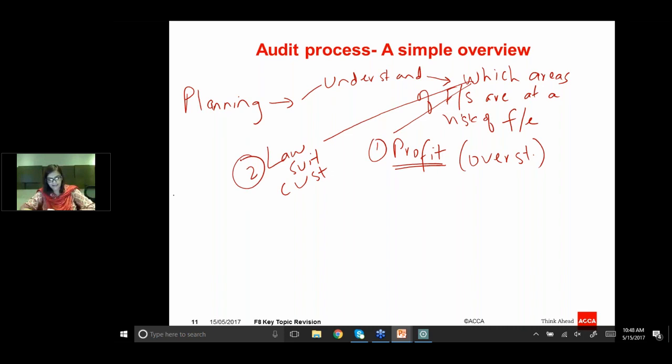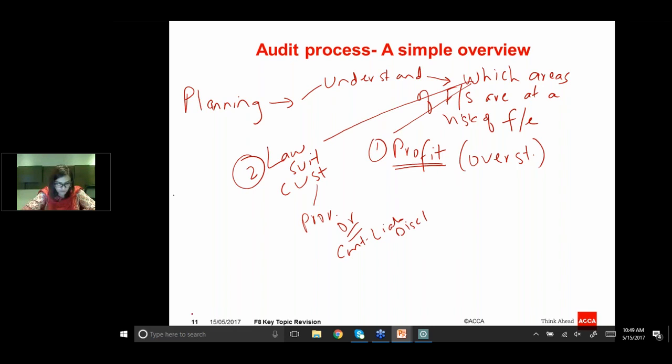As accountants, I need to see which areas of financial statements could have fraud or error. So you ran back to your room and you said, maybe provision. If it is probable that we will lose the lawsuit, maybe there's a provision which needs to be made. If not a provision, maybe a contingent liability disclosure. So that's what you need to focus on first.